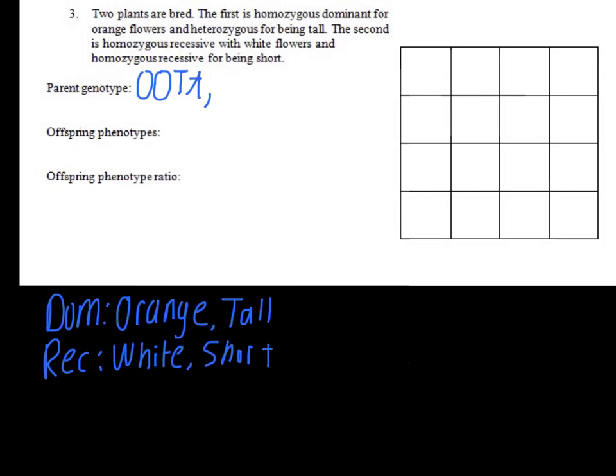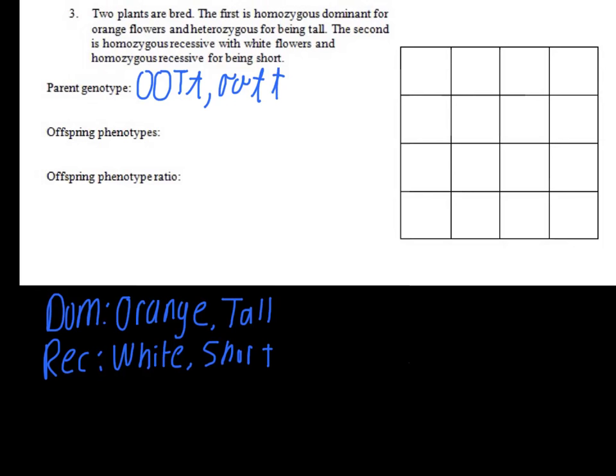So now we need our second parent. It says the second parent is homozygous recessive with white flowers. Since white is a recessive trait, the only way to have that is 2 lowercase o's. And then it also says it's homozygous recessive for being short. So that means it'll have 2 lowercase t's as well.